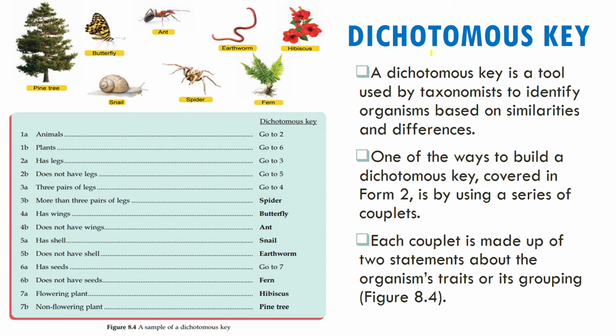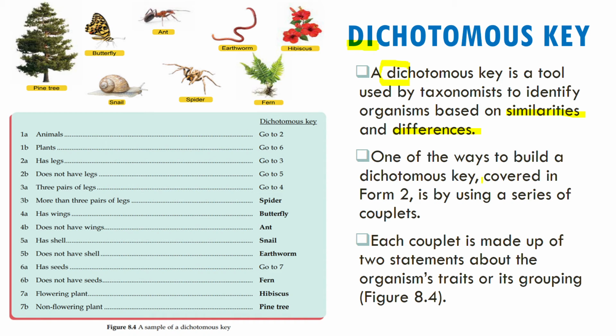Okay, let's move on to dichotomous key. Okay, daripada perkataan di bermaksud dua. Okay, so it's a tool used by the taxonomists to identify organisms based on similarities and also differences. Okay, kenapa di? Apa yang dua itu? Okay, it is like this.